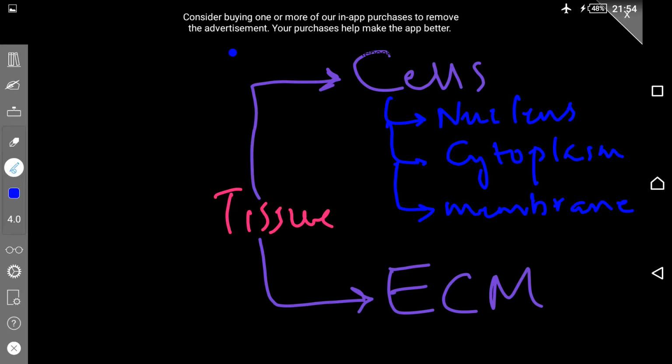Though some of the cells will, during development, during their lifetime, lose their nucleus, such as the red blood cells or the RBC, which will be discussed later on in the other videos of this series.